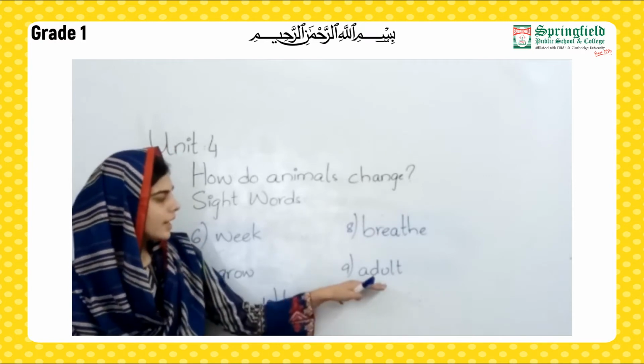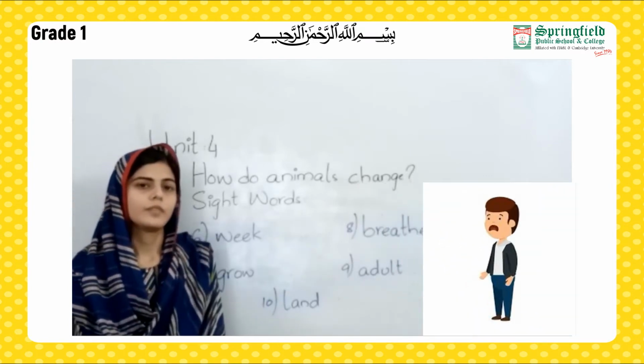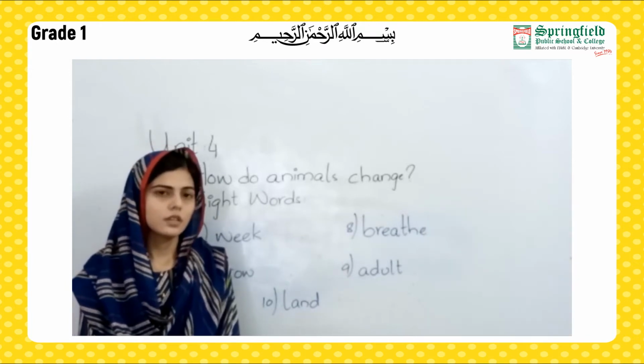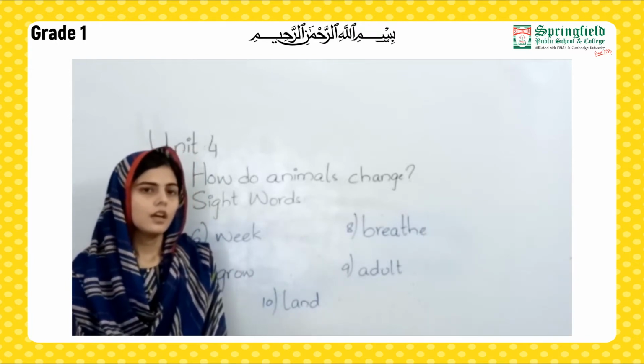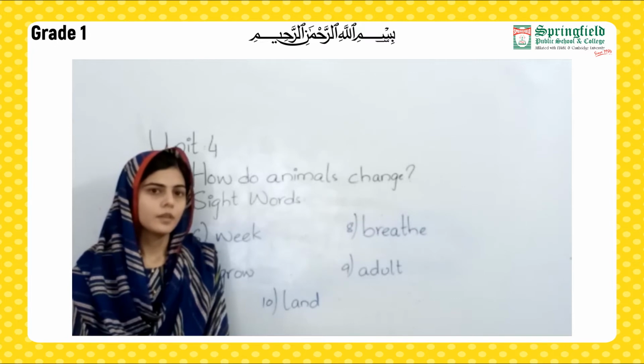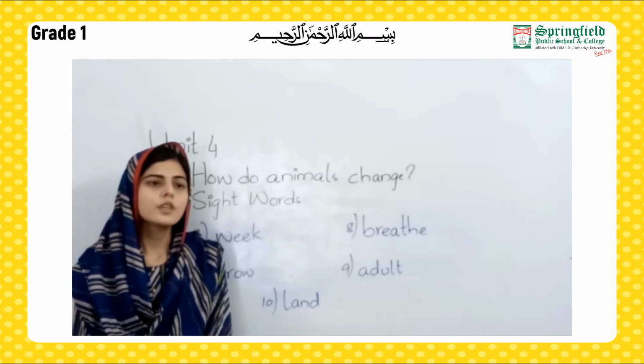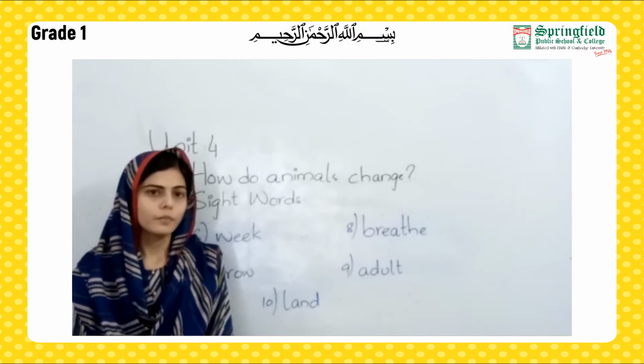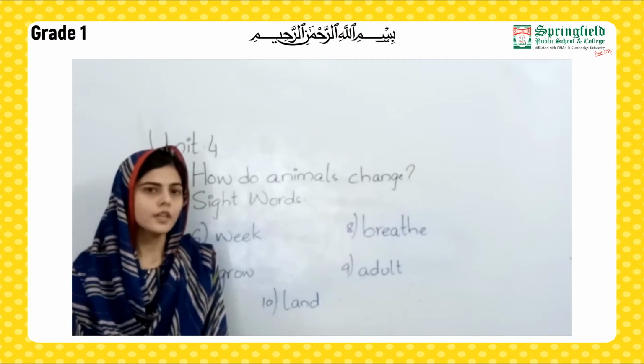Next word, adult. Adult is someone who is fully grown and mature. I saw an adult lion in the zoo.